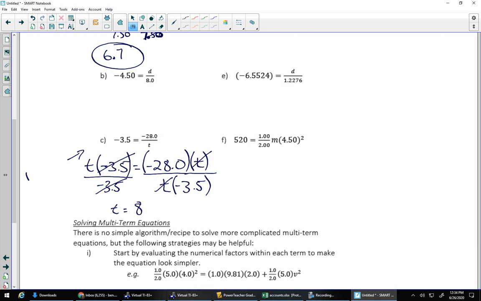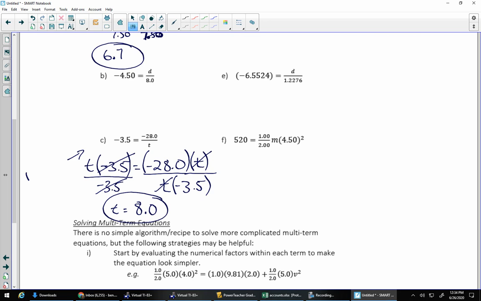What are we missing? Significant digits. So we got 2 versus 3. I'm going to go with 2, always the lowest number. So T is equal to 8.0. Nice. Cool. F I like just because it's a little tiny bit more challenging.